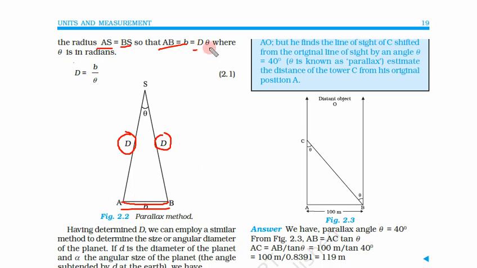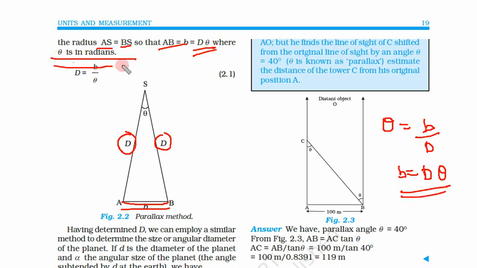Now this must be equal to d theta. How did we get this? Because the angle theta is equal to this arc b upon distance. So what we get? b is equal to d theta. With this we get b is equal to d theta. Here theta is in radians.